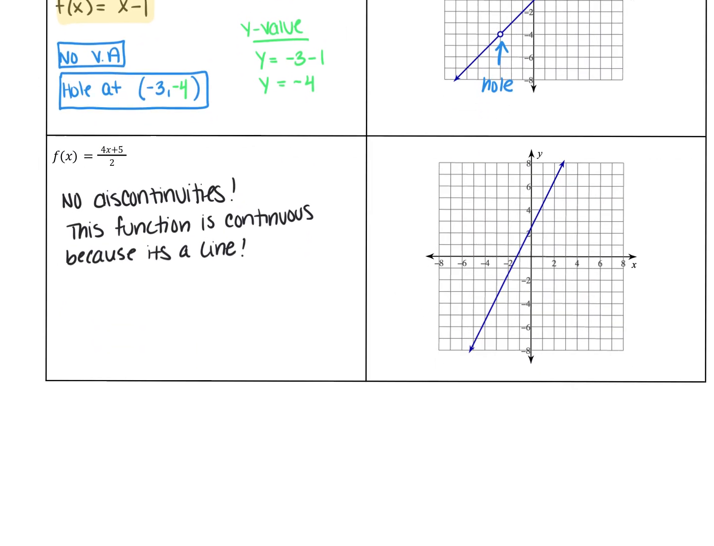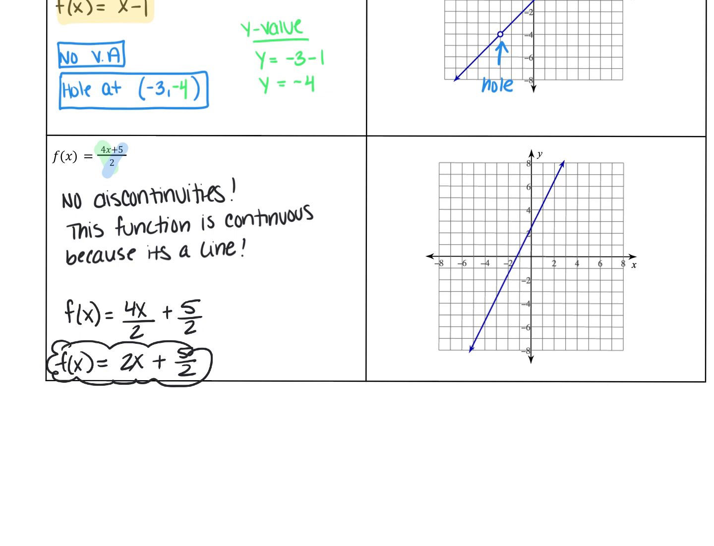Now, how do we prove this is a line? Well, we can just take a look at the equation and we can put it in y equals mx plus b form. We can divide this and this, and then we can divide this and this. So our line, f of x, is in the form 4x over 2, we're dividing everything by 2, and 5 over 2. We can even simplify that further. 4x over 2 is 2x plus 5 halves. So this is my line in the form mx plus b.